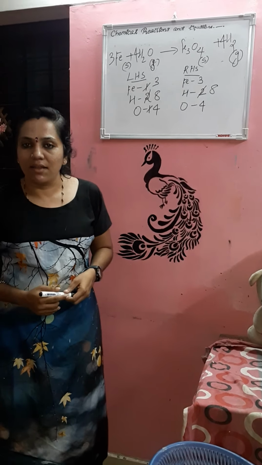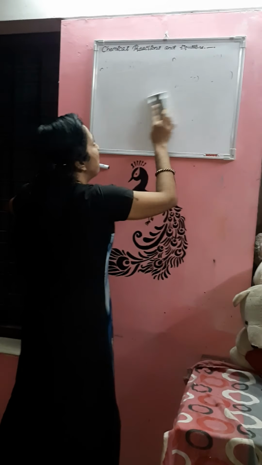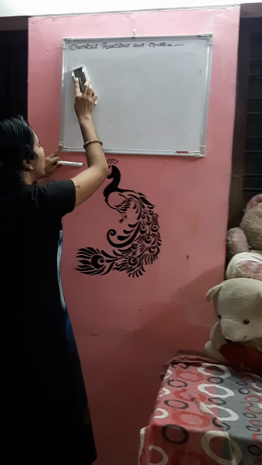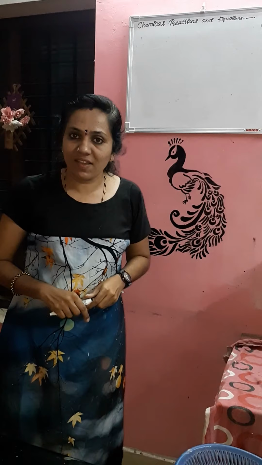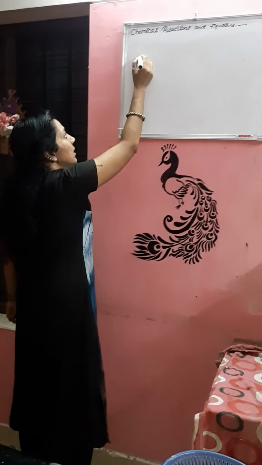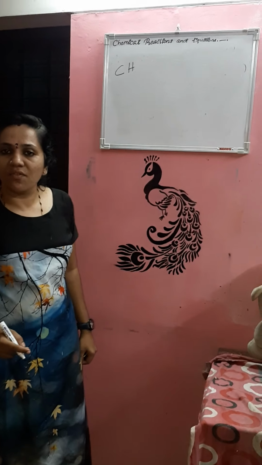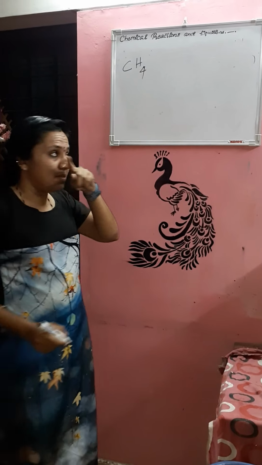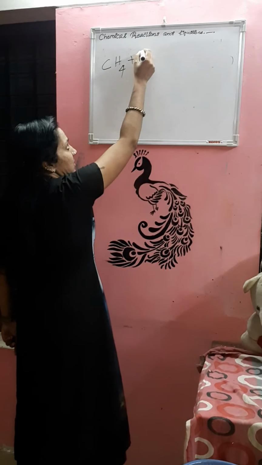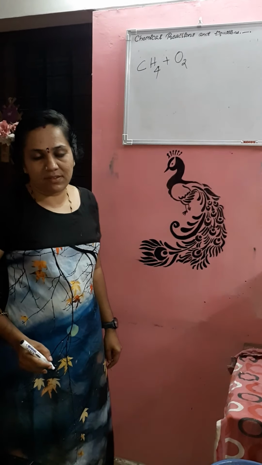So we can write one more chemical equation. That is methane. How will you write methane? Methane is a carbon compound containing carbon and hydrogen. It is a hydrocarbon. We know that the valency of carbon is 4 and the valency of hydrogen is 1. So I will write CH4 methane plus oxygen. How will you write oxygen? It's a non-metal. It is a gas.